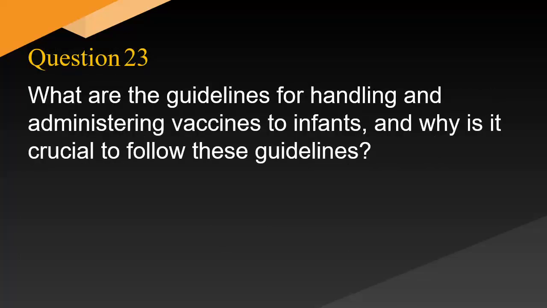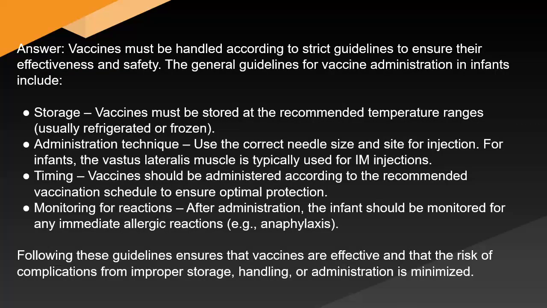What are the guidelines for handling and administering vaccines to infants, and why is it crucial to follow these guidelines? Answer: vaccines must be handled according to strict guidelines to ensure their effectiveness and safety. The general guidelines for vaccine administration in infants include storage. Vaccines must be stored at the recommended temperature ranges, usually refrigerated or frozen.